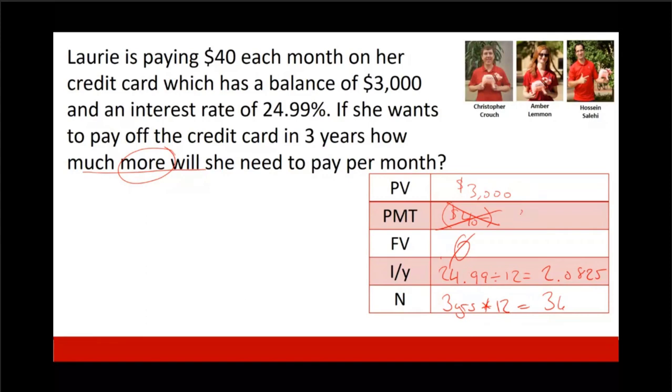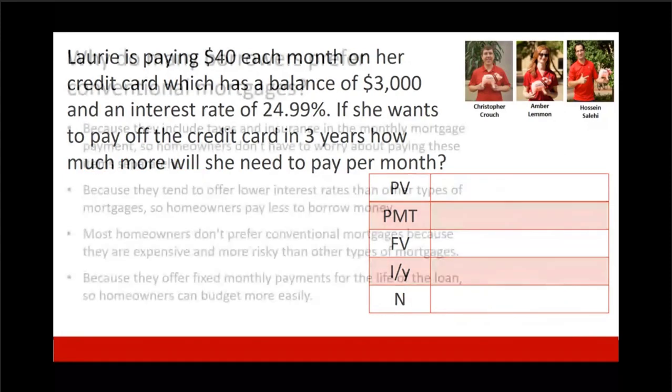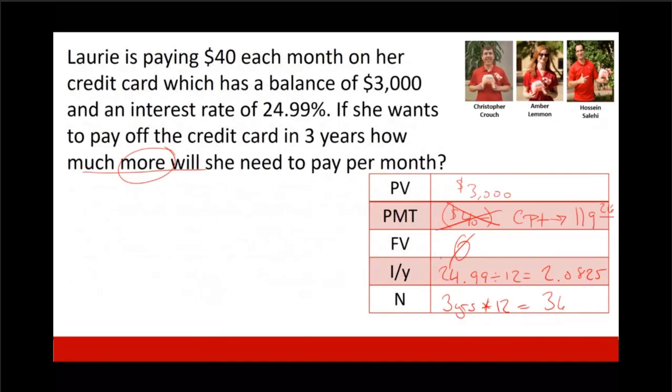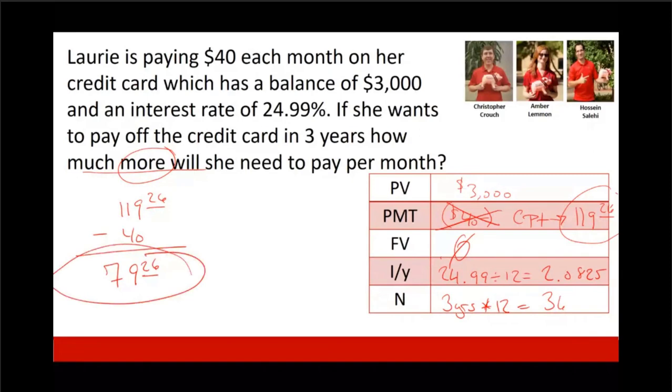So CPT, and we come up with 119.26, assuming, of course, I can do math. Is this $119 our final answer? No. How much do you want to bet that's going to be a choice on the exam? 100%. Okay, so 119.26, and she's already paying 40, so we subtract the 40, and we come up with $79.26, and that's the final answer.